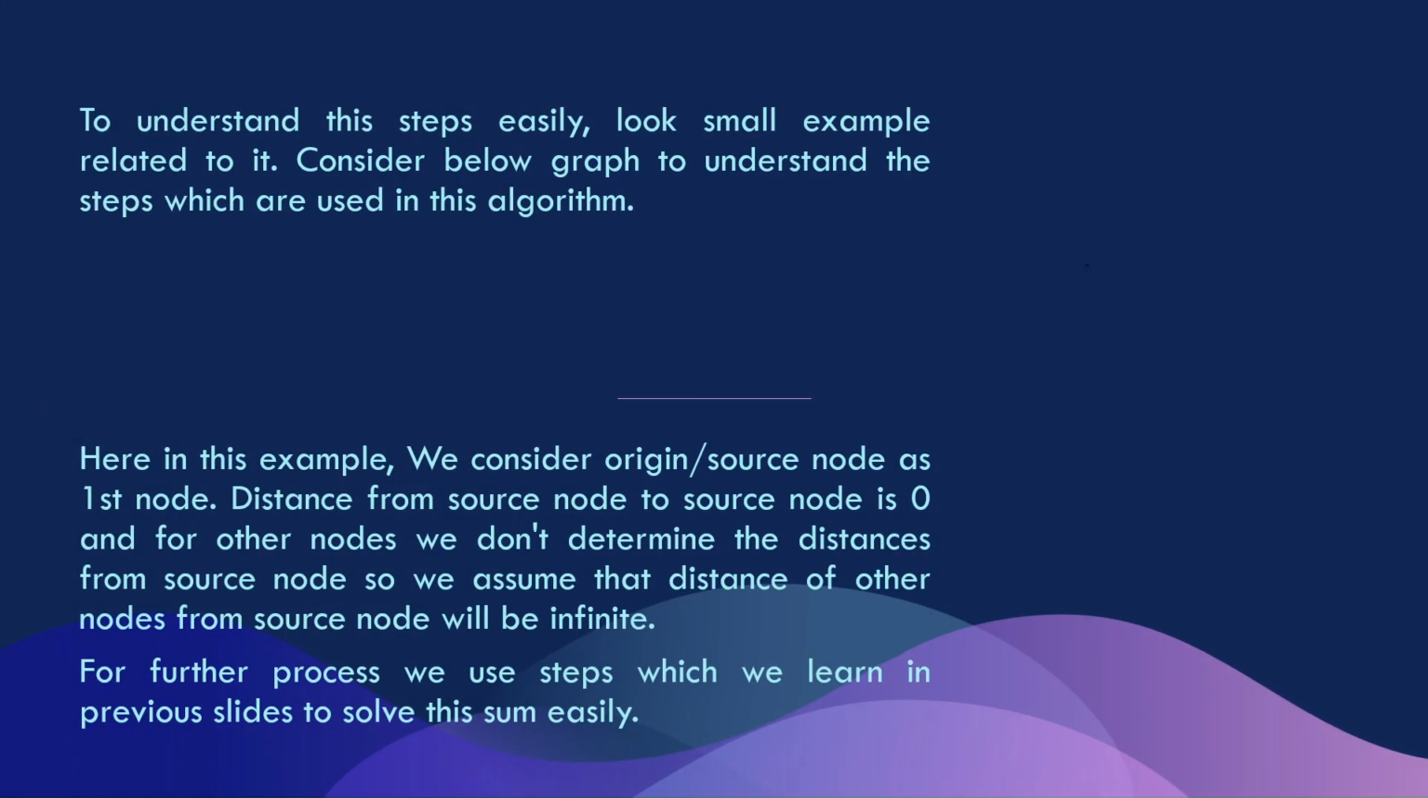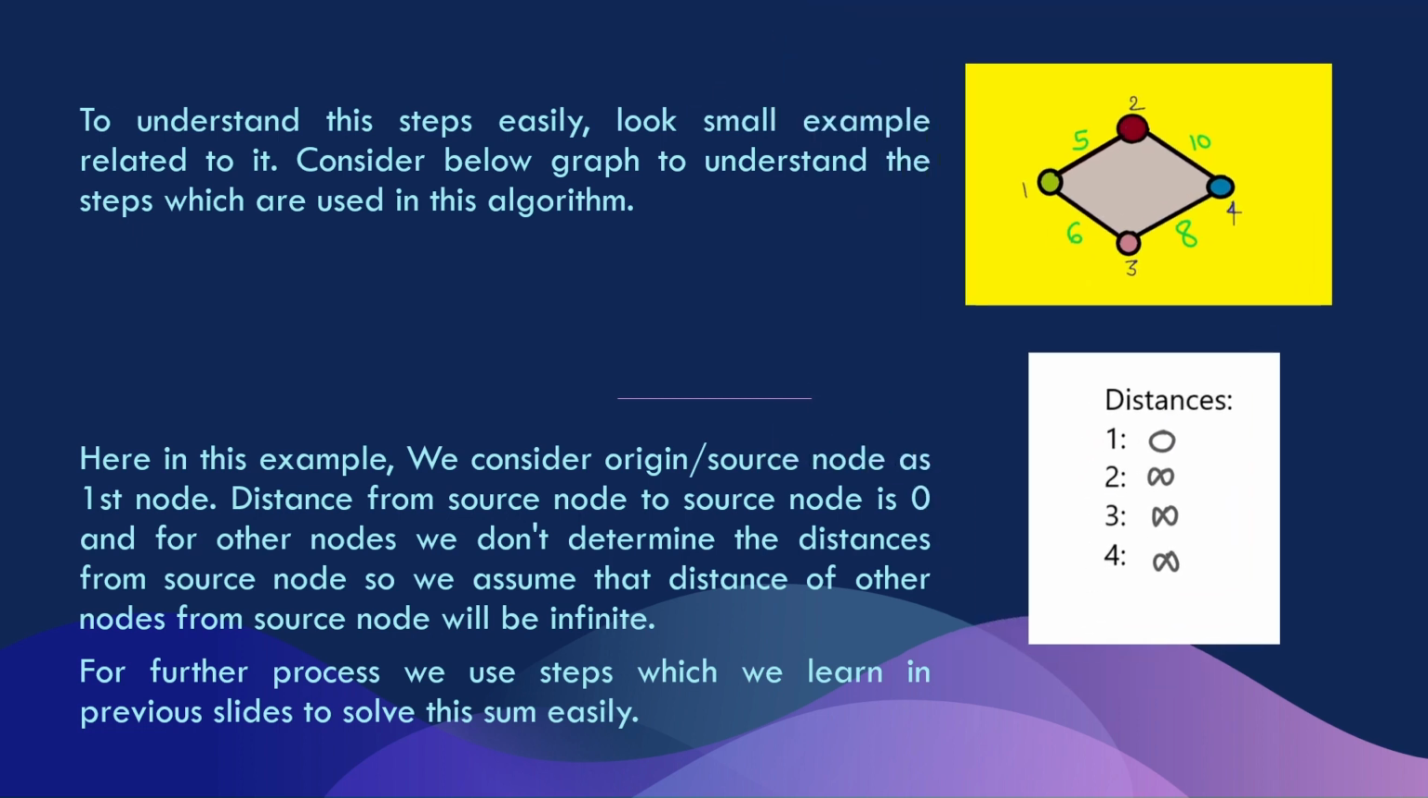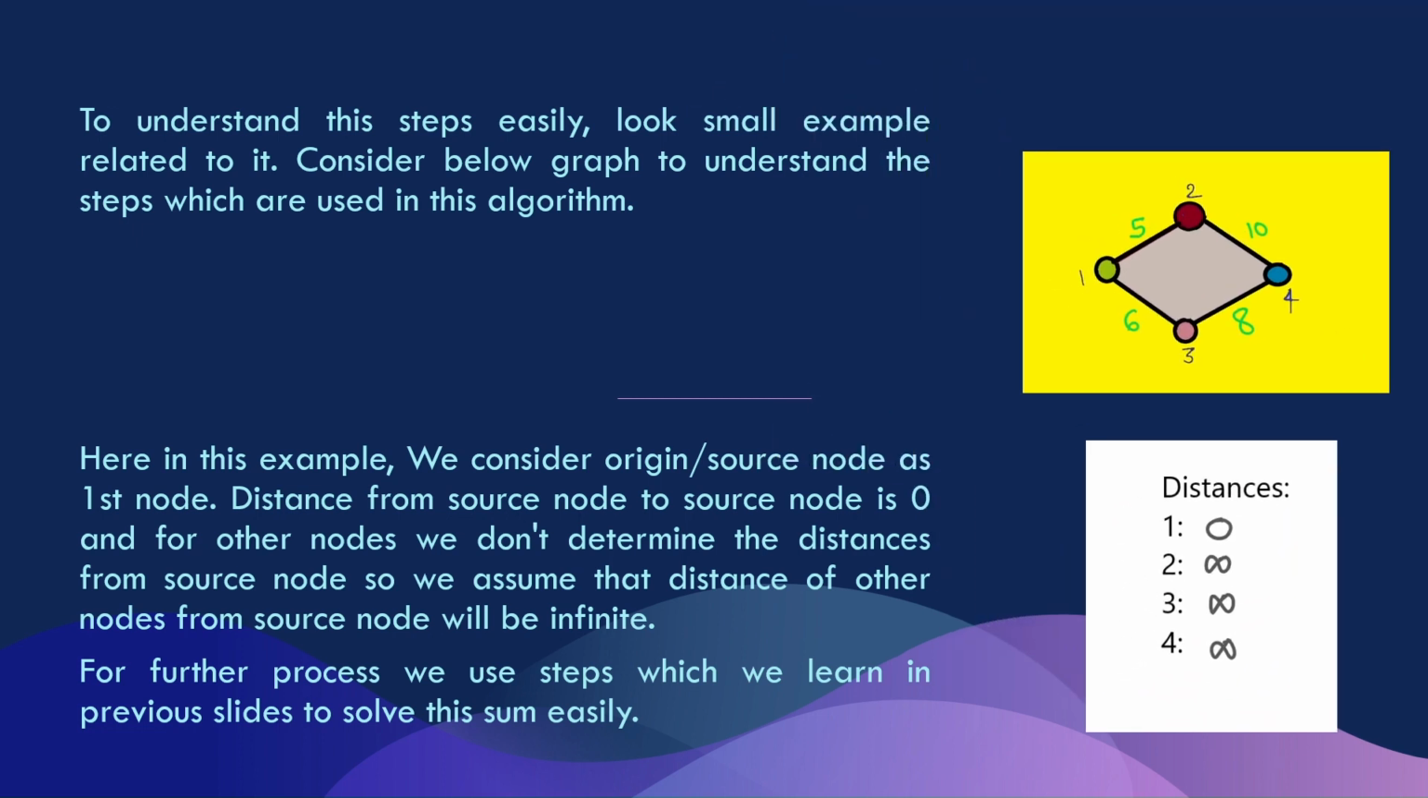To understand these steps easily, look at a small example. Consider the graph below to understand the steps used in this algorithm. Here in this example, we consider the first node as the source node. Distance from the source node to itself is 0. For the other nodes, we have not determined the distances from the source node, so we assume that their distances from the source node are infinite. For further process, we use the steps we learned in the previous slides to solve this sum easily.